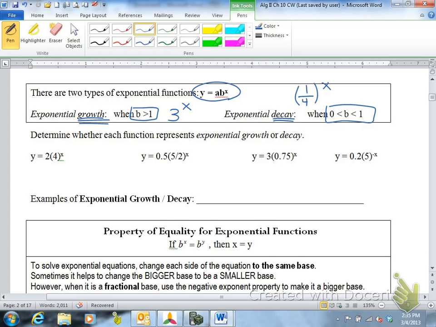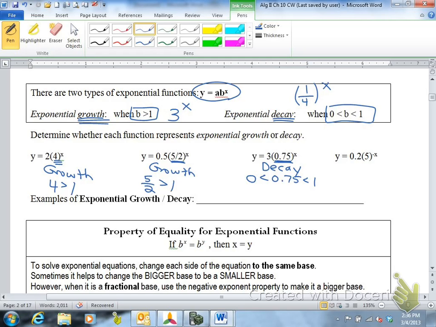So determine whether the function is exponential growth or decay. The first one, 4 is your base. 4 is greater than 1, so you'd say it's exponential growth. The next one, your base is 5 over 2. 5 over 2 is 2.5, and that's greater than 1, so you'd say that's exponential growth. The next one, 0.75. 0.75 is between 0 and 1, so you'd say that's exponential decay.